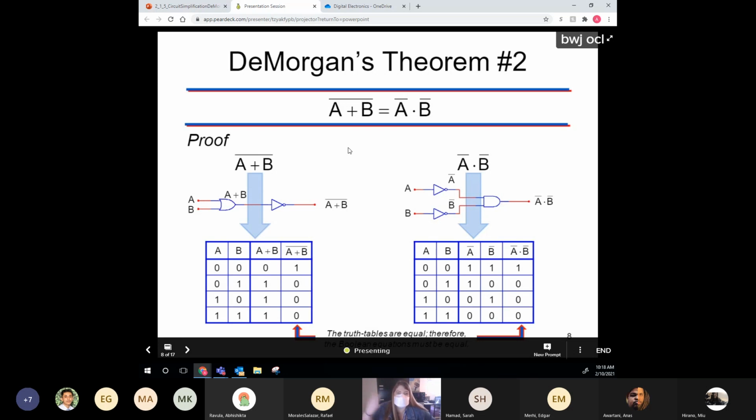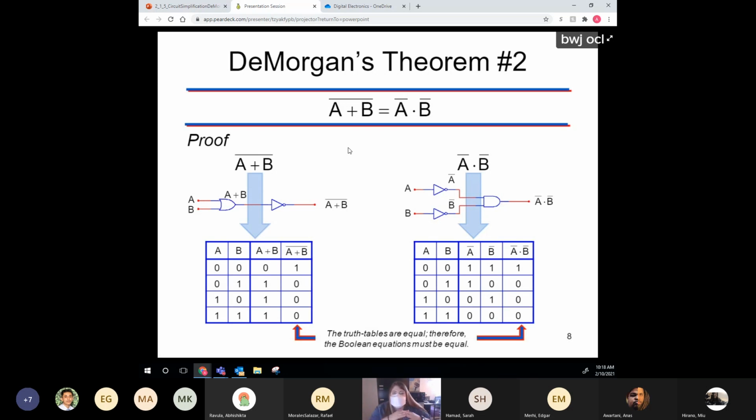The second theorem is basically the opposite. If you're inverting the sum of A and B, you can actually change it to not A times not B. So the proof is on the bottom. You don't have to draw the proof.